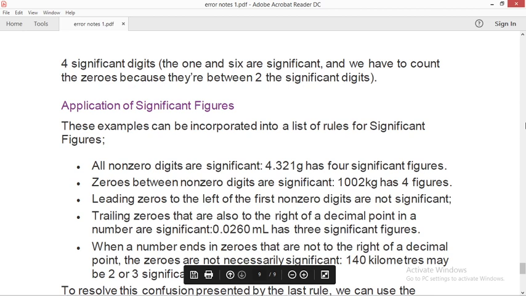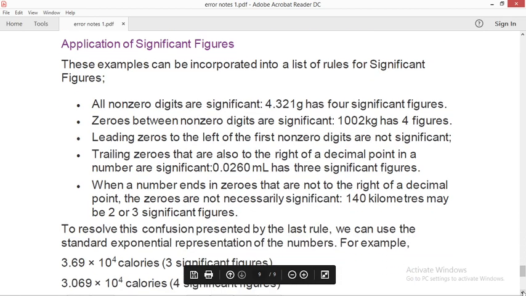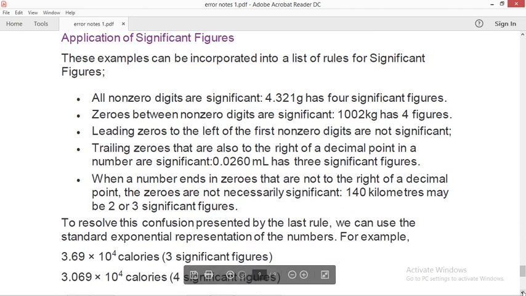Alright, so let's look at the application of significant figures. These examples can be incorporated into a list of rules of significant figures. Now, the first and the basic rule: all non-zero digits are significant. So say 4.321 grams has 4 significant figures. Now, zeros between non-zero digits are significant. 1002 kg has 4 significant figures.